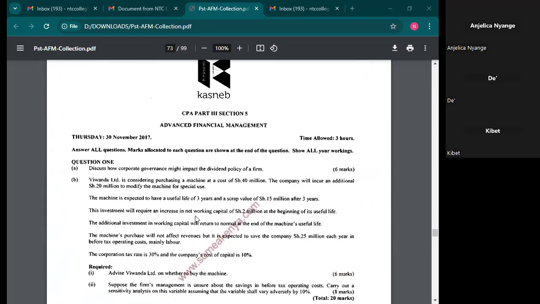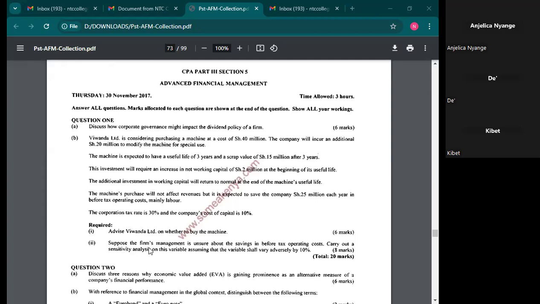Also question number 1B. They are saying, suppose the firm's management is unsure about the savings in before tax operating cost. Carry out sensitivity analysis on this variable, assuming that the variance shall vary adversely by 10%. 8 marks. Najua inakuanga marks mzuri. Bona hii. Here they told you advise Viwanda on whether to buy the machine or not. 6 marks. So the total here is 14.